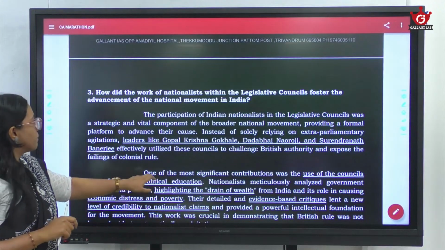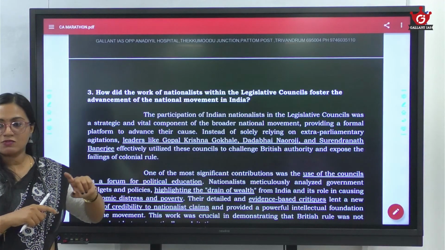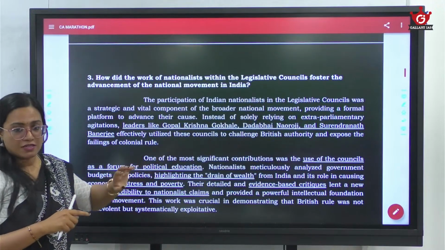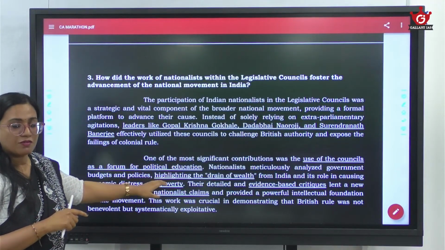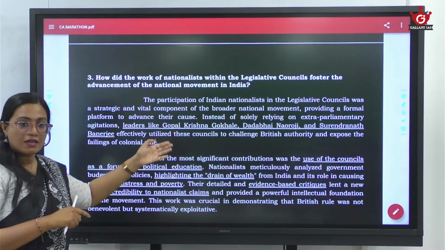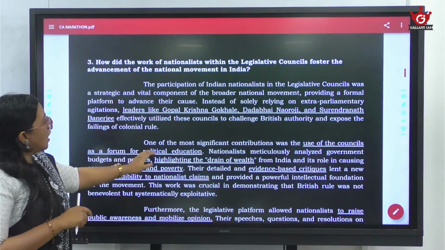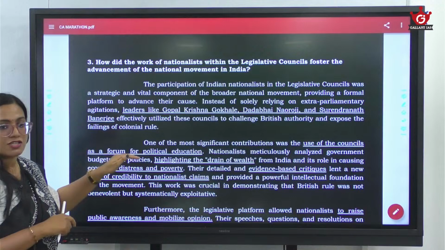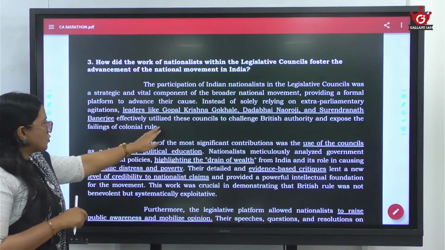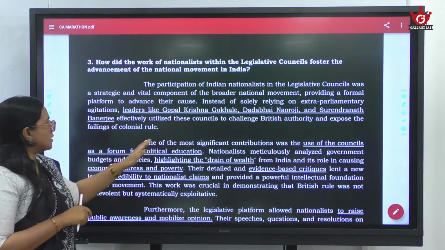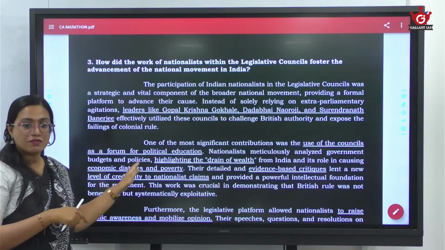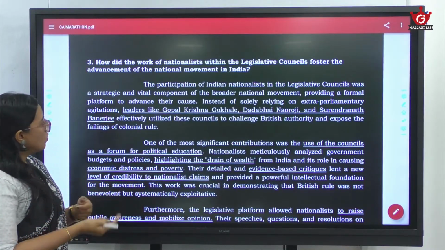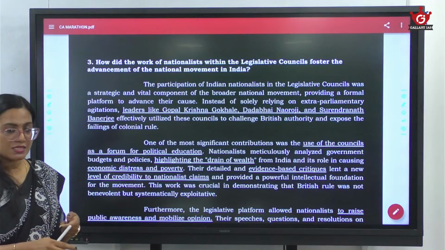That's what we do. So GS1 particularly deals with what? How did the work of history, right? So this is modern history. Question from modern history, the two were part of art and culture. How did the work of nationalists within the Legislative Council foster the advancement of the national movement in India? So you should talk about Gopalakrishna Gokhale, Dadabhai Naoroji and Surendranath Banerjee, who were members of the Legislative Council, and how they used this platform to foster national movements in India.